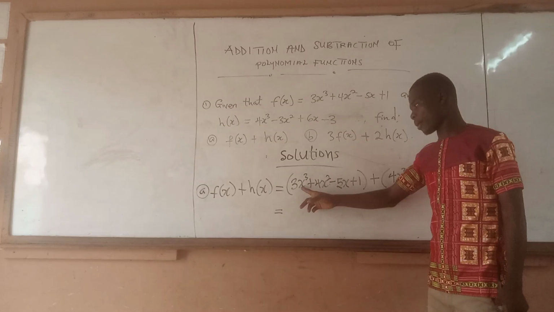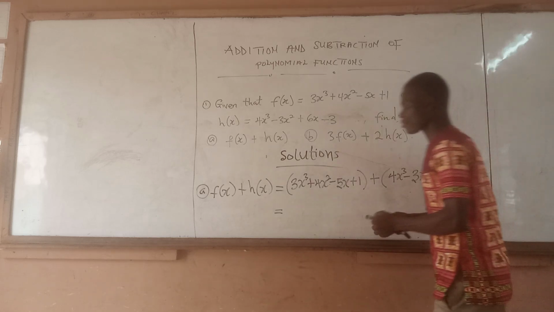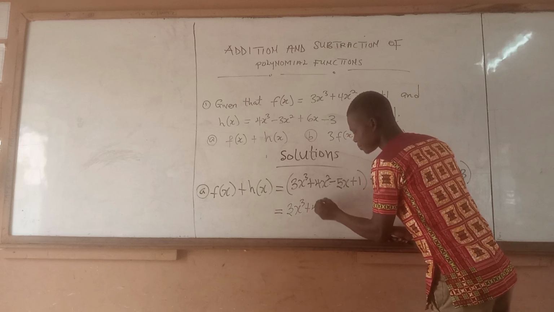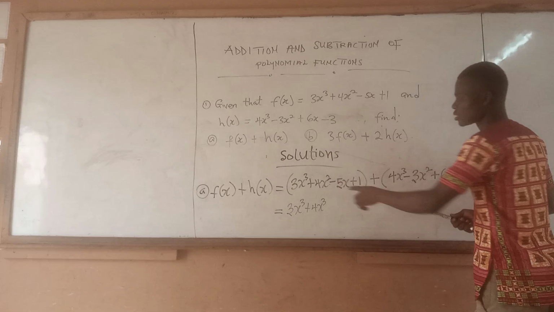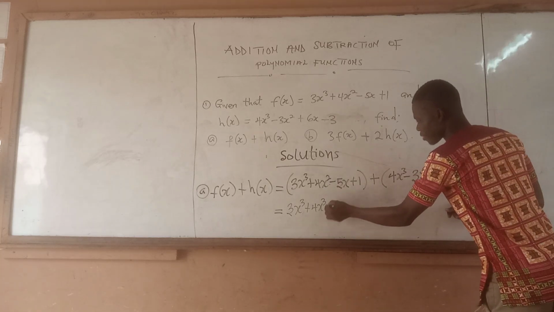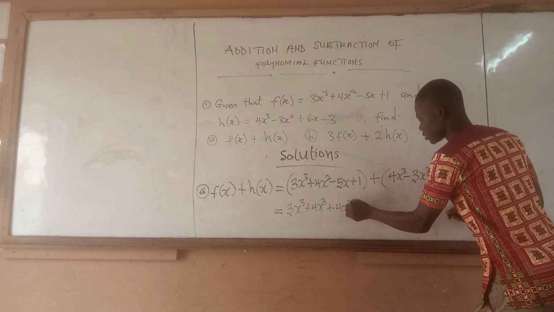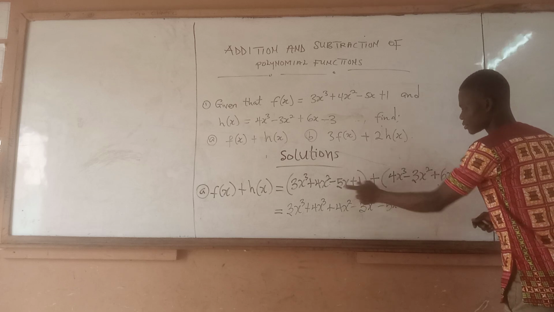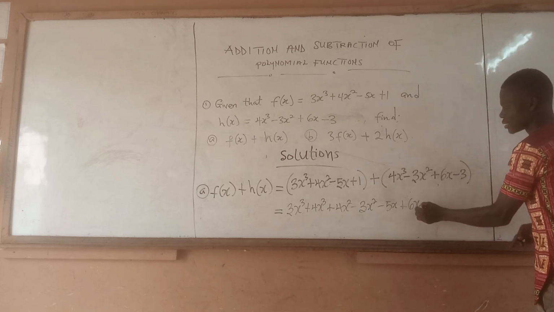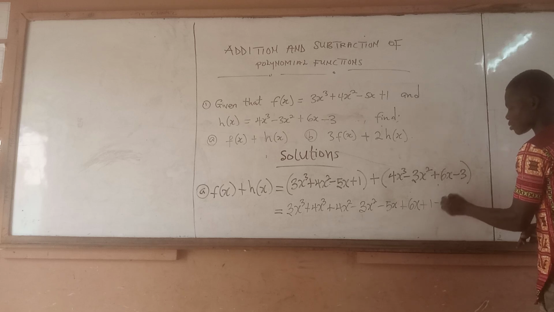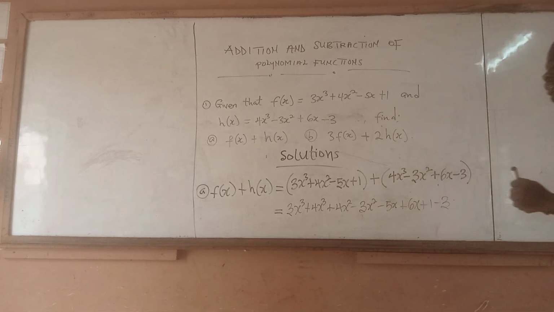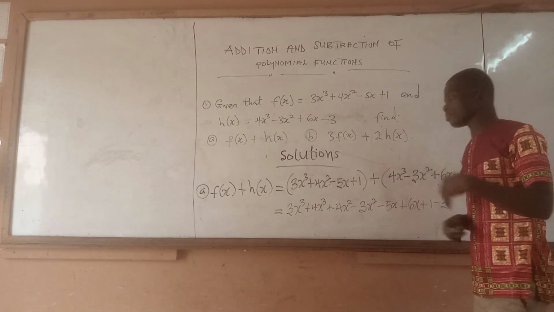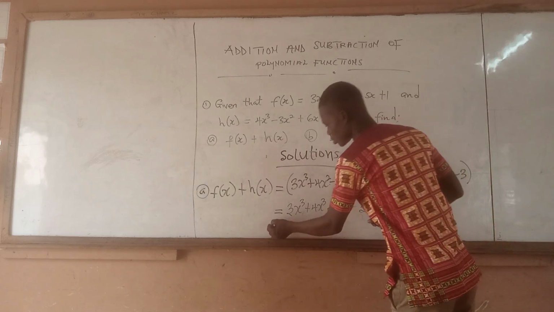So let's check. Here's power 3, power 3. So you have 3s cubed plus 4s cubed. And we have 4s squared, s squared. We have plus 4s squared minus 3s squared, minus 5s plus 6s, plus 1 minus 3. So now that's how to group the like terms. Now we have grouped the like terms. Take your time and simplify it to get your final results.